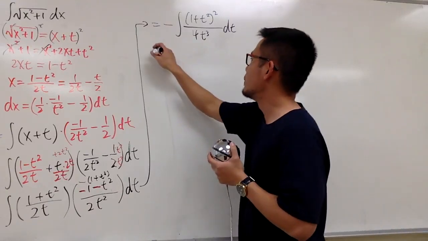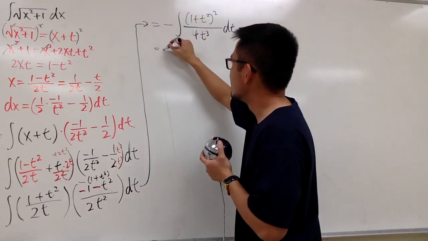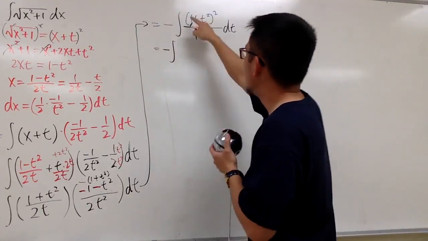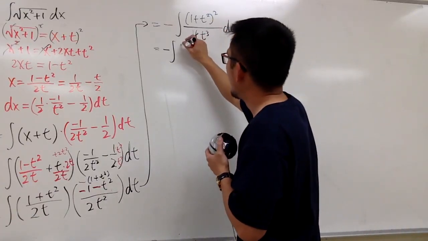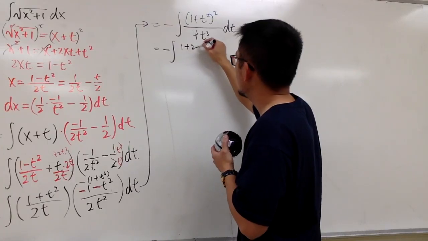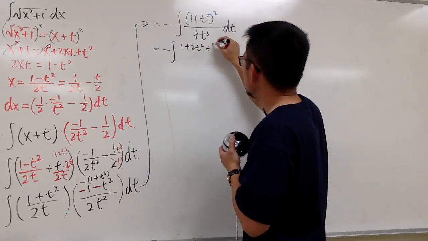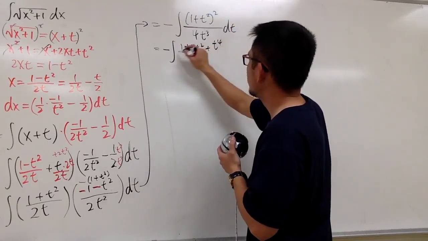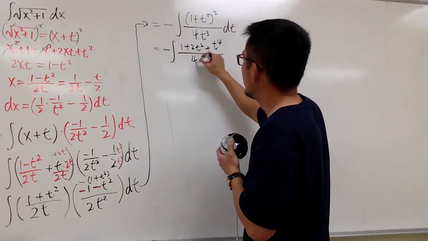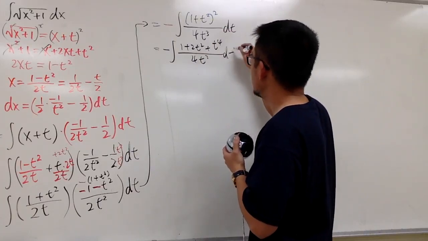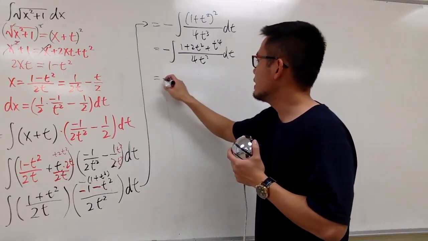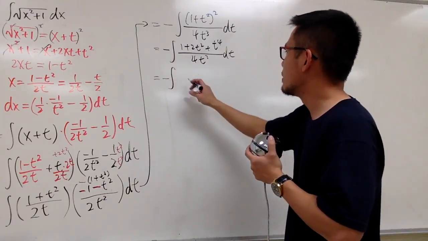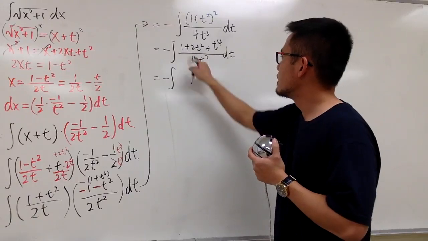Okay, so just keep going. Do the algebra before we do calculus, right? So here's the minus, and we have the integral. On the top, I'm just going to expand it. So right here, you see we will have 1 plus 2t squared plus t to the fourth power, like this, after you expand it, and then divide this by 4t to the third power, dt. That's what we have.